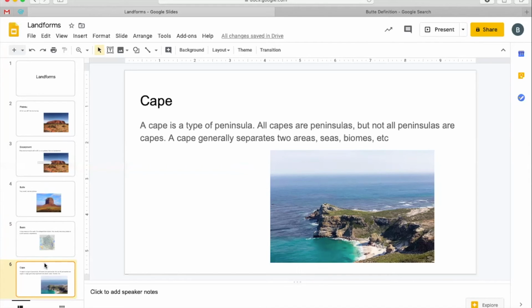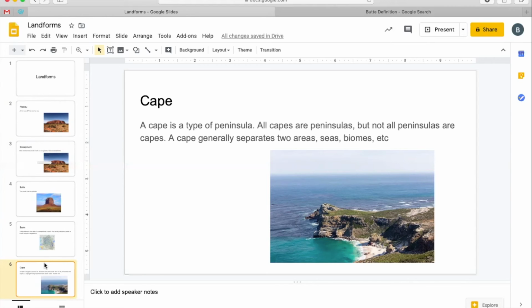A cape is a type of peninsula. Now, we've talked about this before. We talked about it with Diaz, rounding Africa. Anyway, what you're looking at here is a cape. Now, the way that a cape is different from every other peninsula, and again, a cape is a type of peninsula, is it generally marks where there's going to be 2 separate things. So for example, if we look at the edge of Africa, the Cape of Good Hope there, we have the Atlantic Ocean separated from the Indian Ocean there.